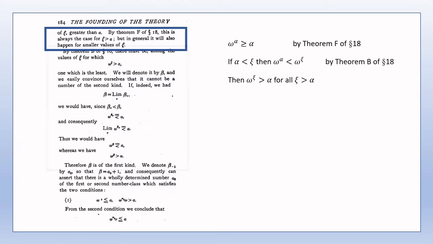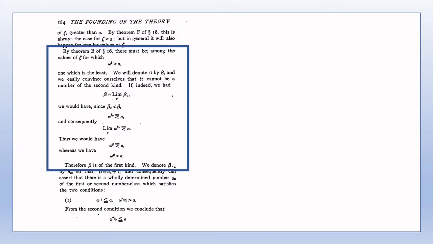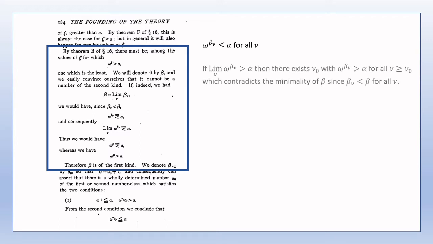On the assumption that beta is a number of the second kind, and since we know then that omega to the power of beta nu is less than or equal to alpha for all nu, then if it were the case that the limit of omega to the power of beta nu is greater than alpha, then there would necessarily be a nu naught for which omega to the power of beta nu is greater than alpha for all nu greater than or equal to nu naught, which contradicts the minimality of beta, since we know that beta nu is less than beta for all nu. Therefore, beta is not a number of the second kind.